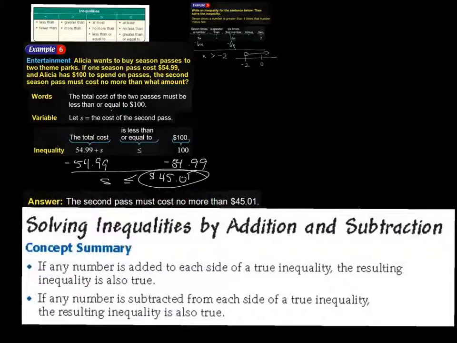Summing it all up, if any number is added to each side of a true inequality, the resulting inequality is also true. If any number is subtracted from each side of a true inequality, the resulting inequality is also true.